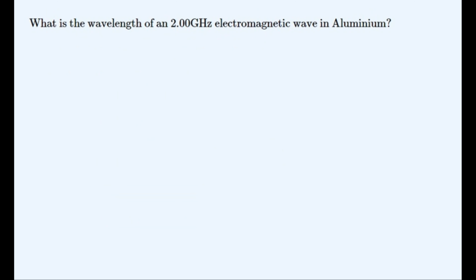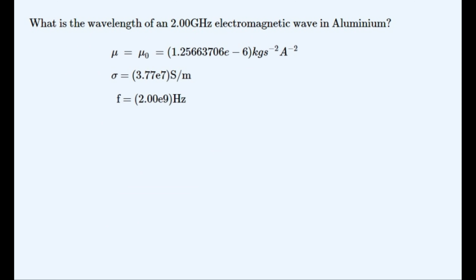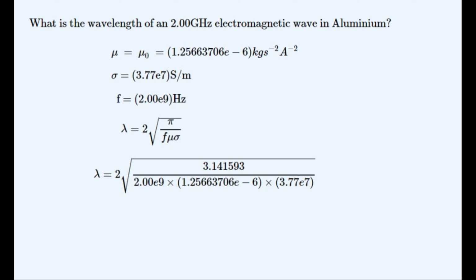And now for this problem, we must find the wavelength of an electromagnetic wave in a slab of aluminium. We can set these variables. The permeability is set to equal the permeability of free space, and the conductivity of aluminium can be looked up in a table, and we're given the frequency of this wave. We use this equation that we've derived earlier to find the wavelength from these variables, and we substitute all of the numbers in, and so we get this solution.